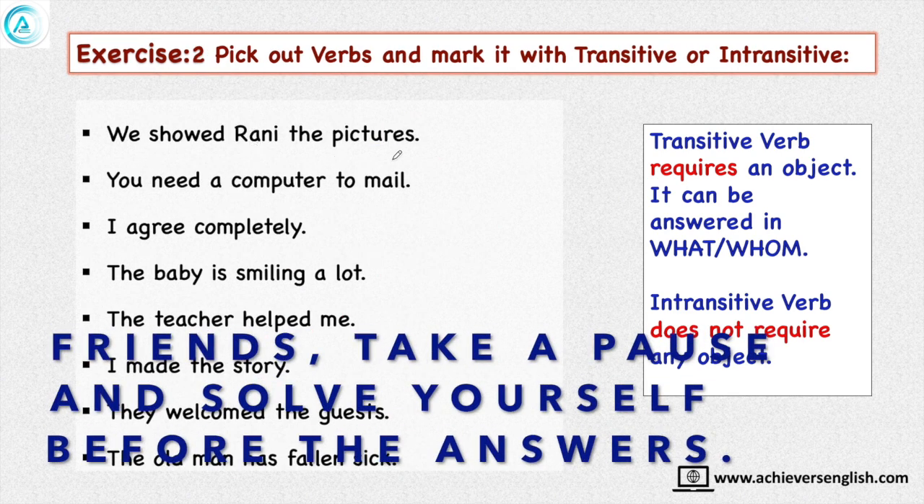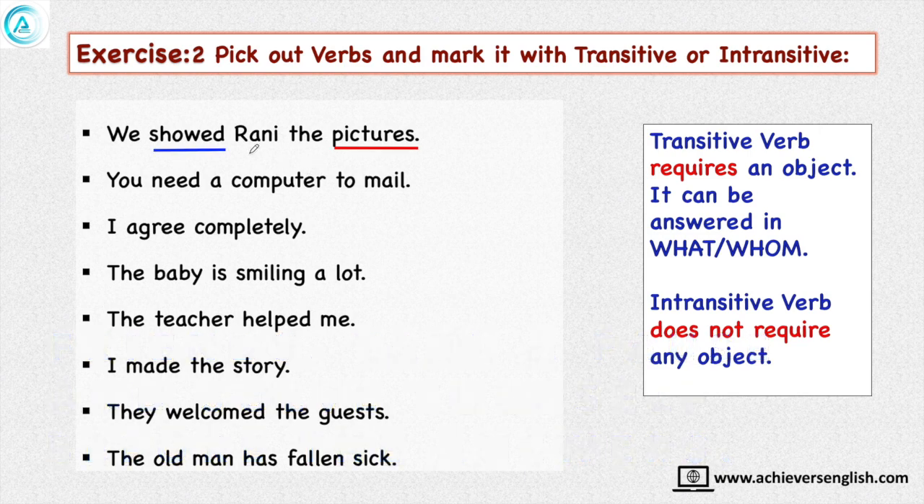Now, let us go ahead. We showed Rani the pictures. Showed is a verb. Picture is object. And Rani is also object. Two objects are there. This is indirect object and this is direct object. In both the cases, we can answer in what or whom. So, this is transitive verb.